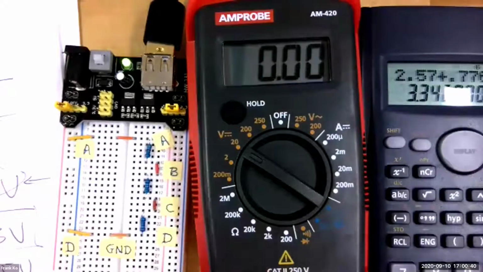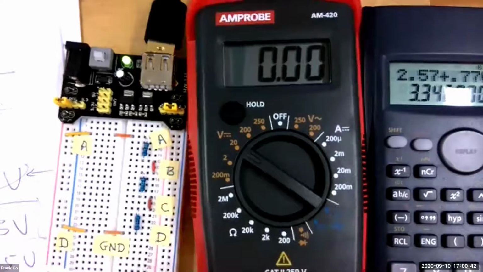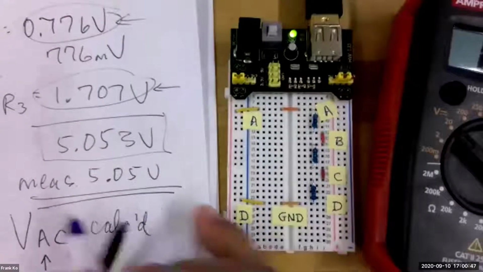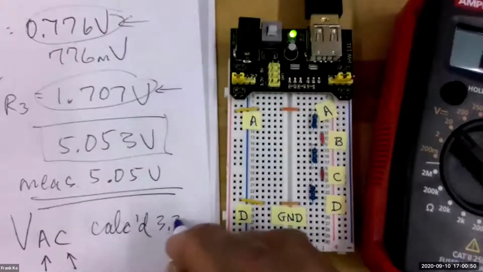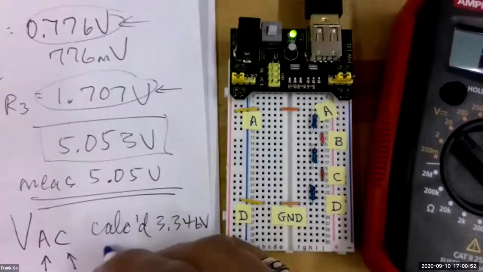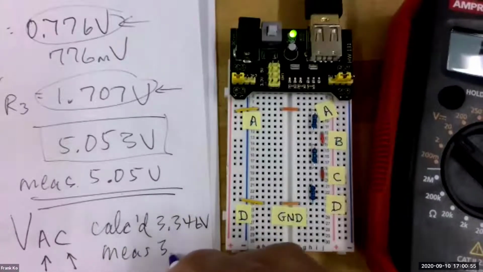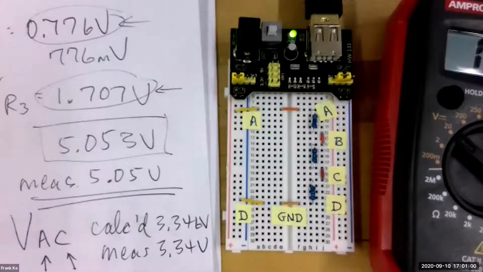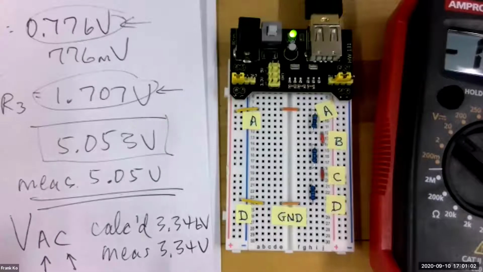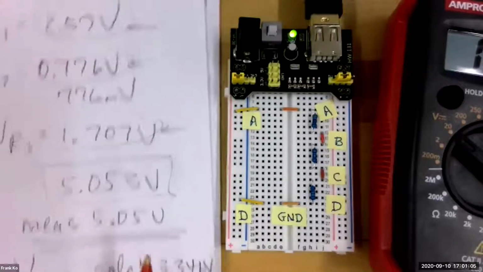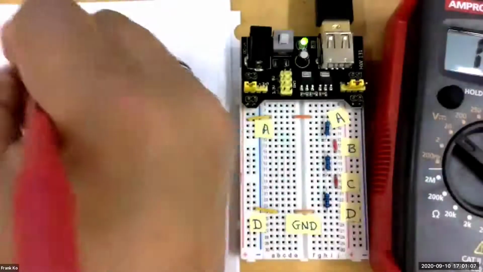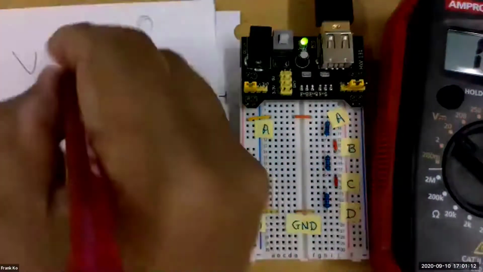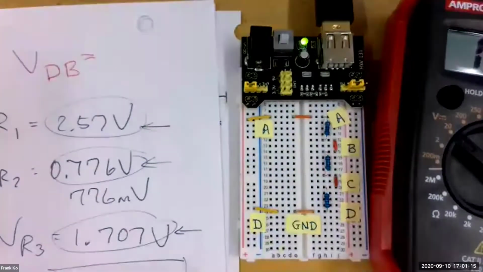So that calculated, slide this back over, calculated to be 3.346 volts, and what we measured was 3.34 volts. Pretty good. Now I'll give you something else to think about. Now I'm going to ask you to do VDB? Voltage between D and B.